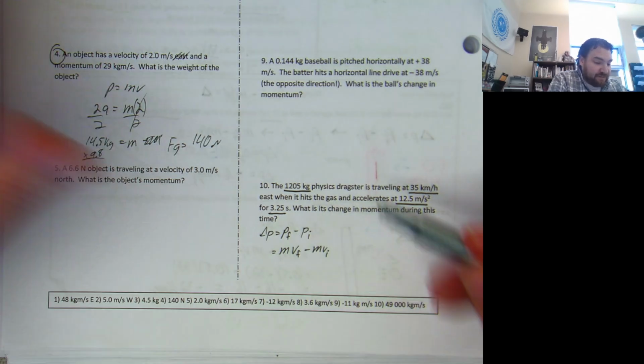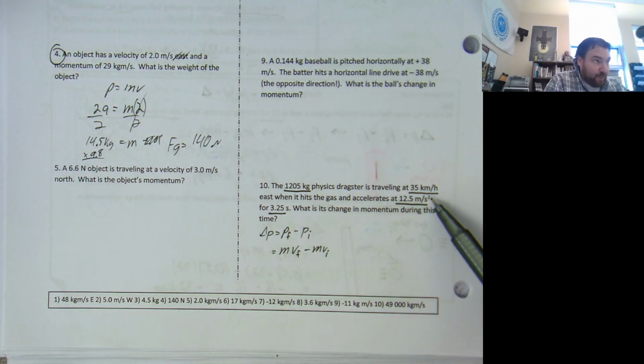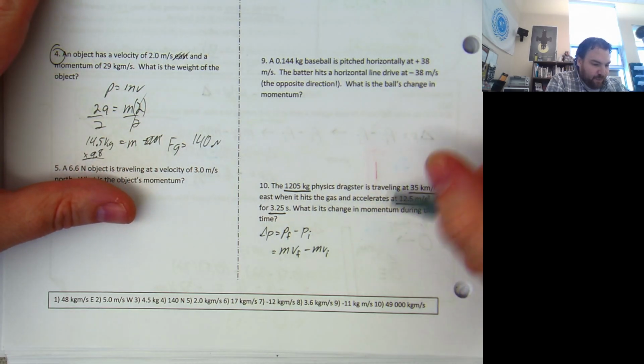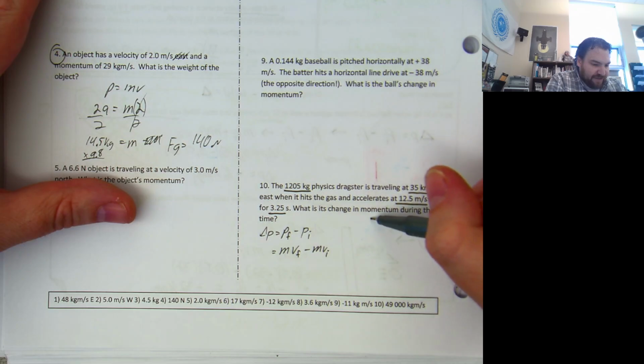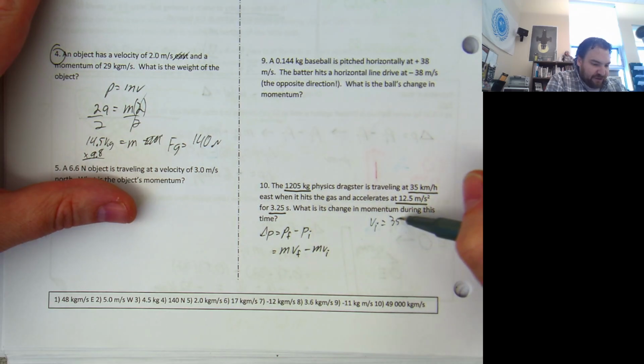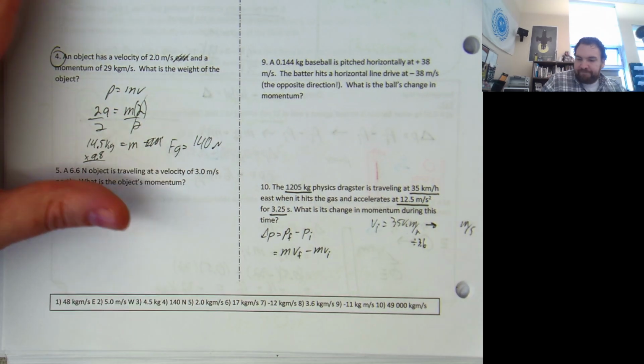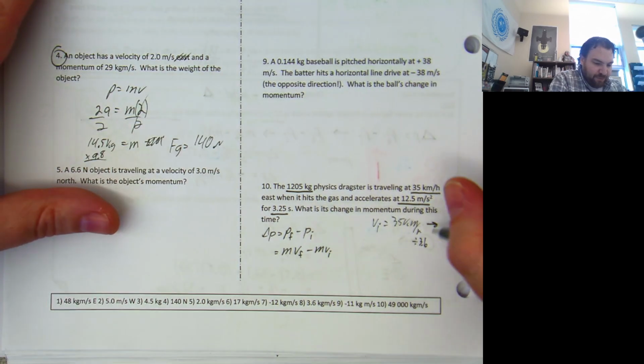We have a mass. I have an initial velocity. I don't know the final velocity, so we have to find that. We're going to have to use kinematics to do that. VI is 35 kilometers per hour. To put that into meters per second, I'm going to divide by 3.6, and that's going to be 9.72.